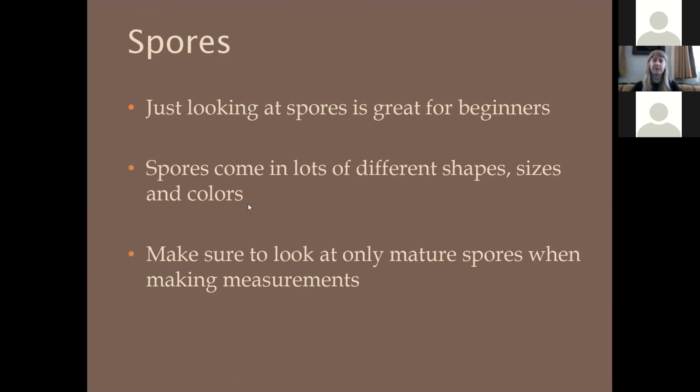So most of what I think you probably are going to want to do when you're just starting out is to look at spores, because a lot of the time you can just get to your ID only by looking at the spores and measuring the spores. They come in a lot of different shapes and sizes. Like I said, for ascomycetes, they are often oval or just round, but basidiomycetes especially have a lot more variation. And like I said, make sure to only look at mature spores when you're measuring them.